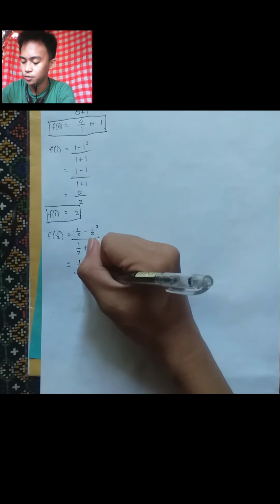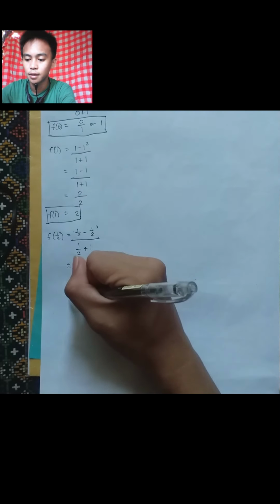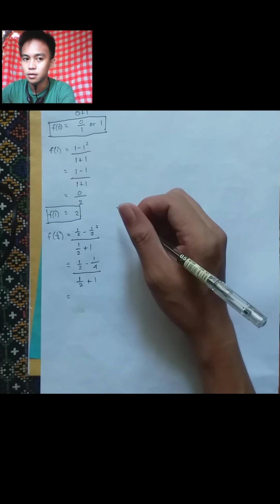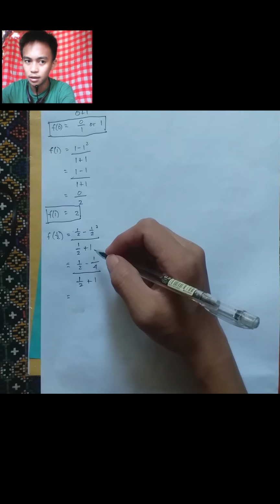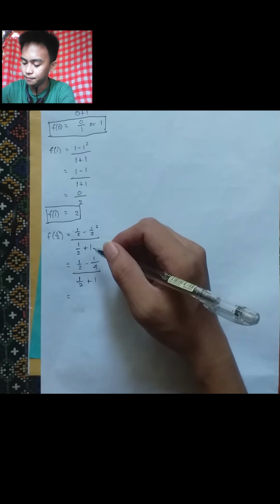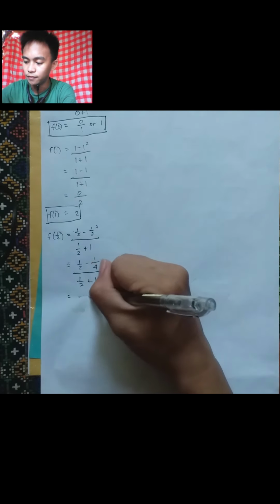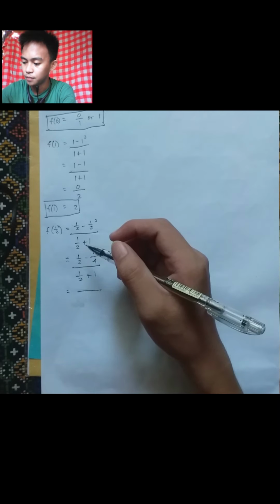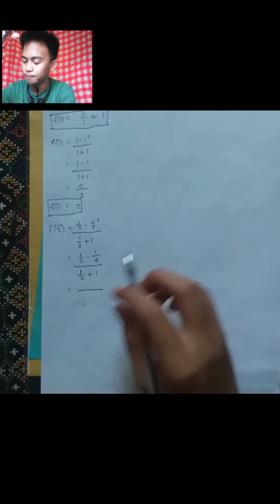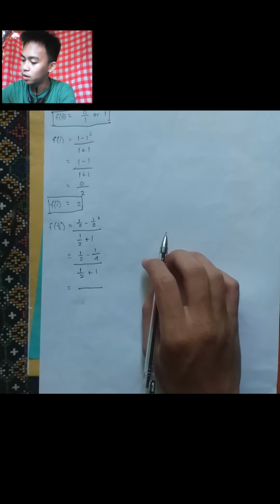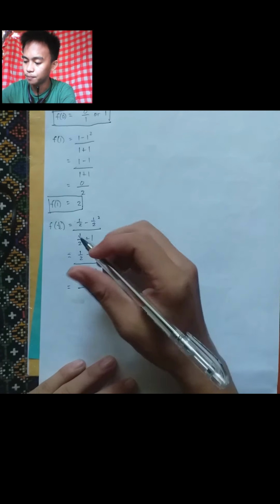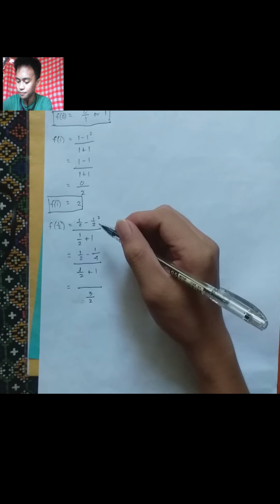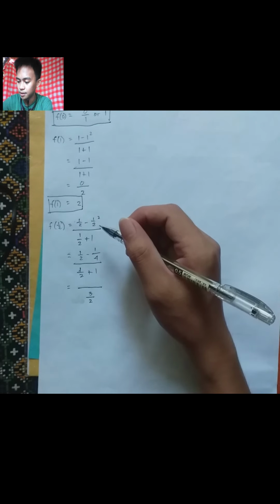Then add these two. How to add the fractions? Just get the LCD and divide it. So the LCD here is 2. 2 divided by 2 equals 1 times 1. So we got 1. The LCD here is 2. 2 divided by 1 equals 2 times 1 equals 2. So we got 1 plus 2. So our sum is 3/2. We got 3/2 because 1 plus 2.